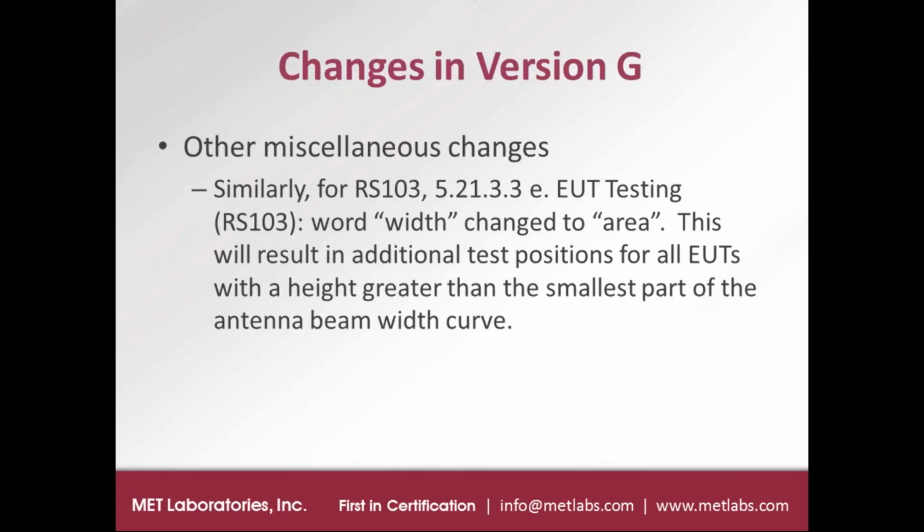And for RS-103, the same change was made in the wording with using the word area so that you account for the height of the EUT when considering the beam width of the test antennas and determining the number of additional test positions that an EUT needs to be tested at. So this all translates to longer test time in some cases.